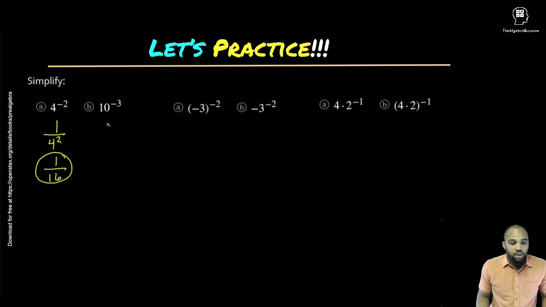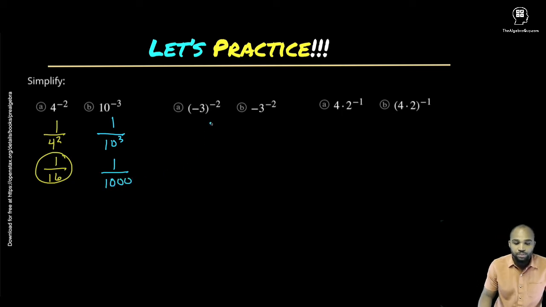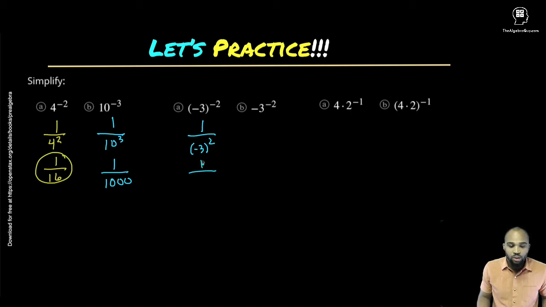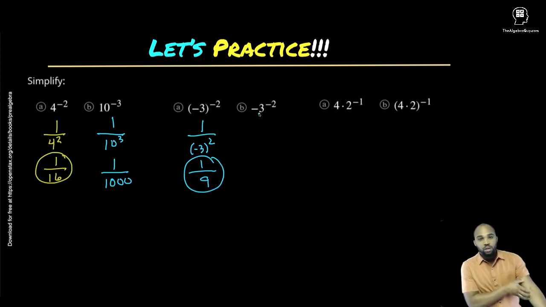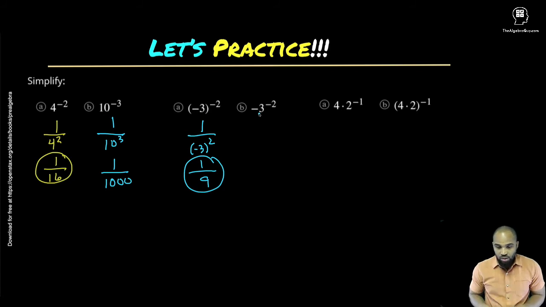All right, same thing for this one. This is going to be 1 over 10 cubed. Well, 1 over 10 cubed is 1 over 10 times 10 times 10, which is 1 over 1,000. Rewriting this one is going to be 1 over this whole thing squared. Well, what's 1 over all that squared? Well, that's negative 3 times negative 3, which is a positive 9. And you try to do this next one. Looks a little bit tricky, doesn't it? We talked about this one.